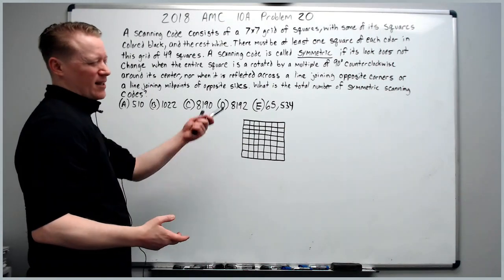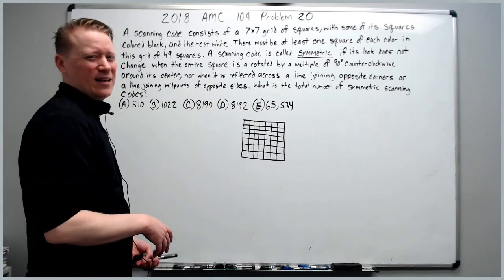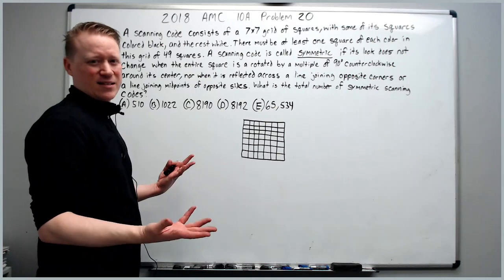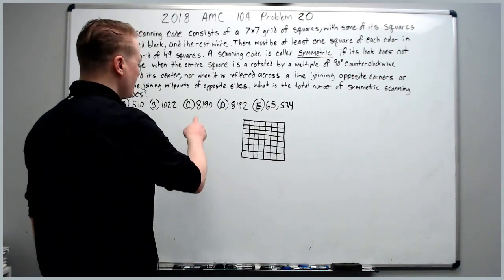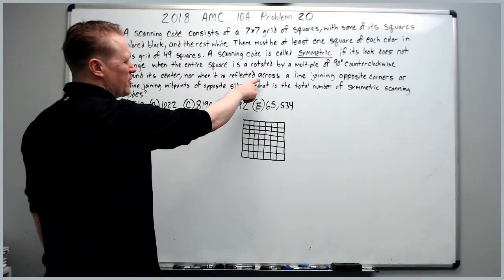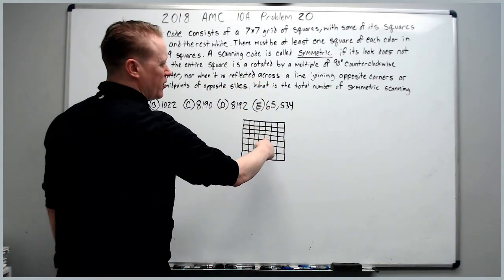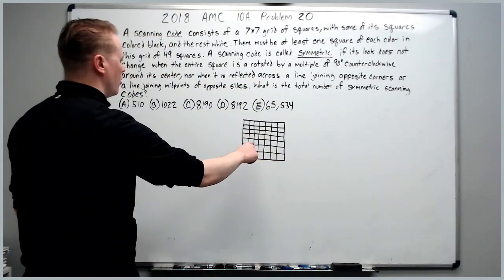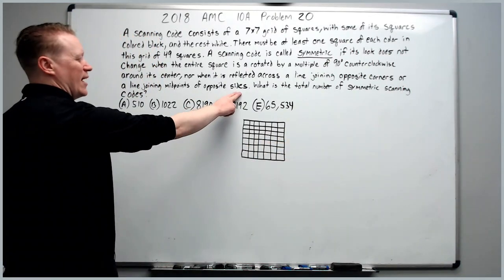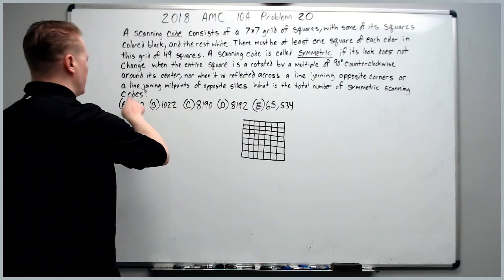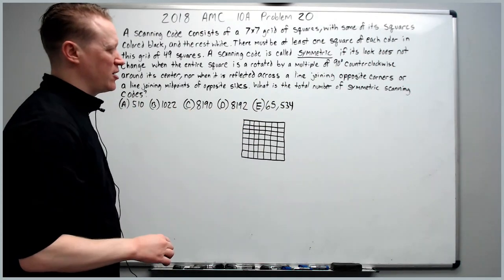Keep in mind, because it's a multiple of 90, we could just go clockwise if that's easier to think about for you, because it's going to accomplish the same thing. Nor when it is reflected across a line joining opposite corners or a line joining midpoints of opposite sides. What is the total number of symmetric scanning codes?